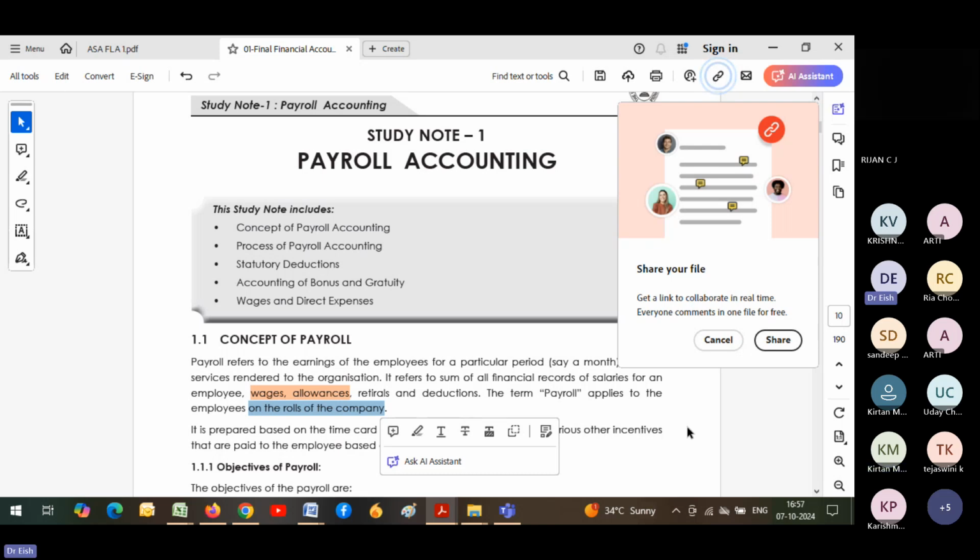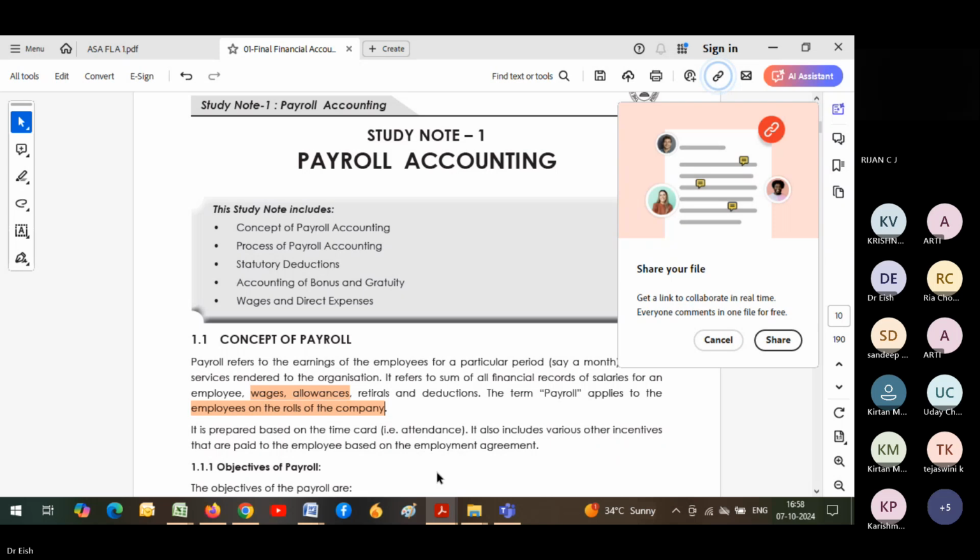Applies to the employees of the company, employees on the rolls of the company, or contractors on the rolls of the company. So you have to study what is written in the book. I am saying with 99% confidence, your question will come from the book and from what is written in the book. So please remember that questions will be framed from the book which you will have. The term payroll applies to the employees on the rolls of the company. This is the right answer.